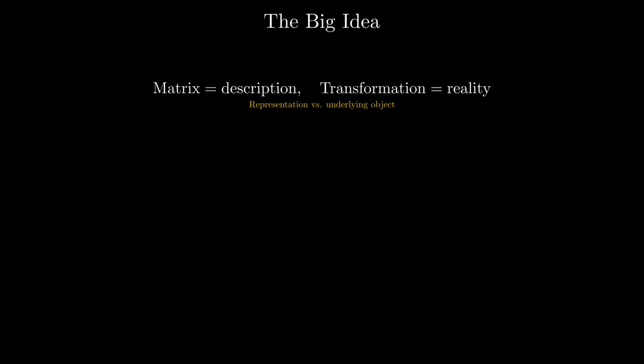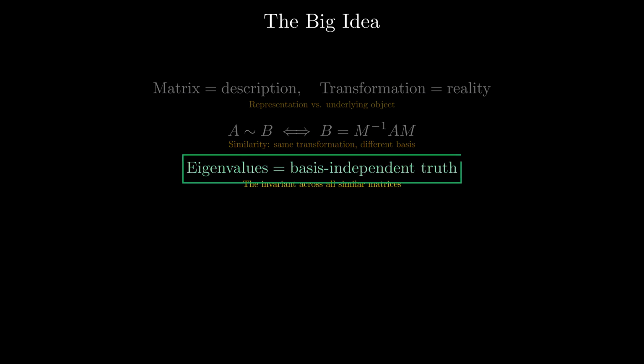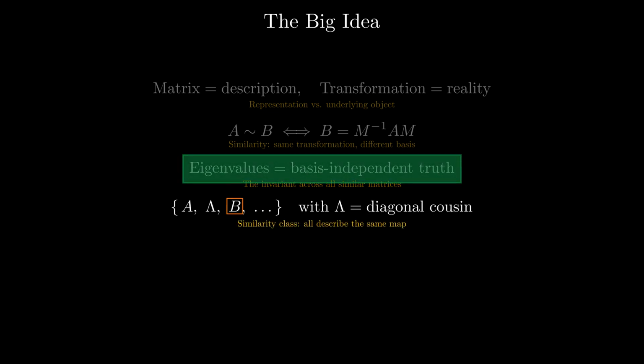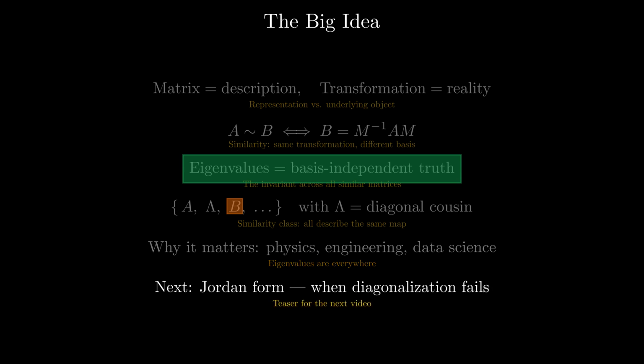Here's the big idea. A matrix is a description. The transformation is the reality. Similarity is the algebraic statement that two descriptions refer to the same underlying object. Eigenvalues are the basis-independent truth, the property that survives any change of perspective. This is why physicists, engineers, and data scientists obsess over them. When diagonalization fails, when no eigenvector basis exists, we hunt for the next simplest cousin, the Jordan form. But that's a story for another video.